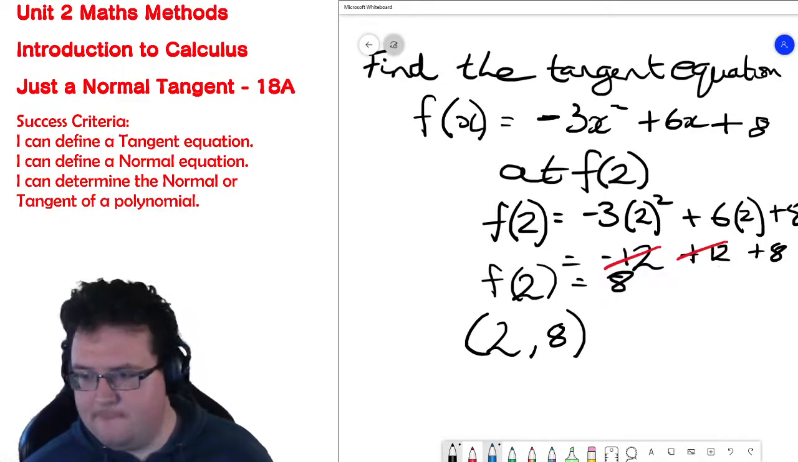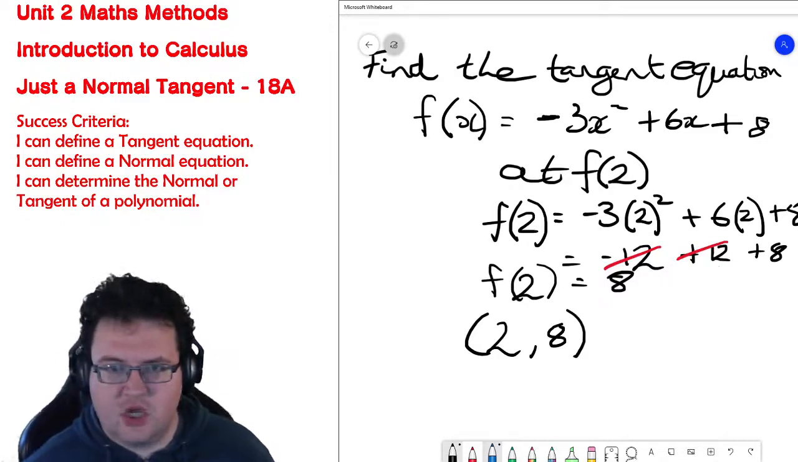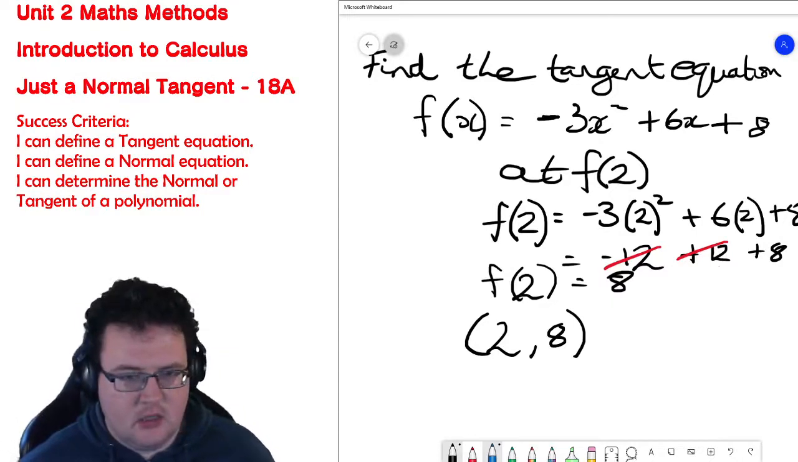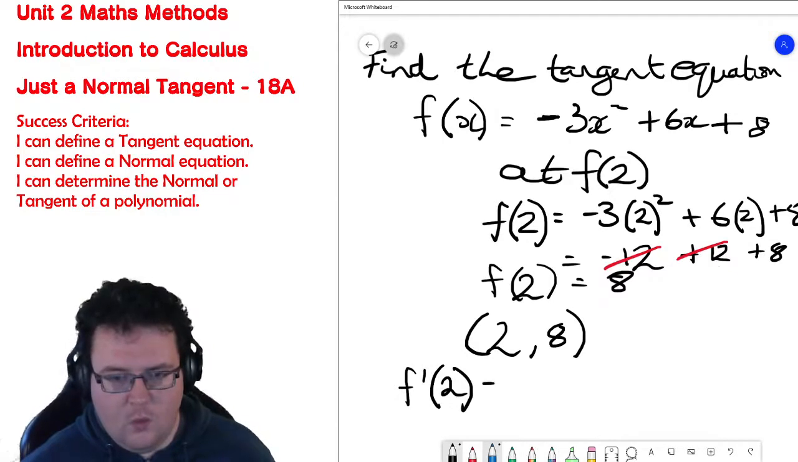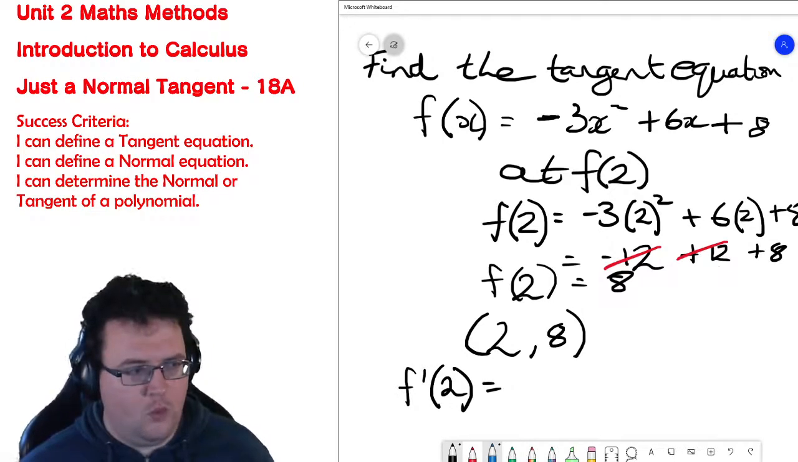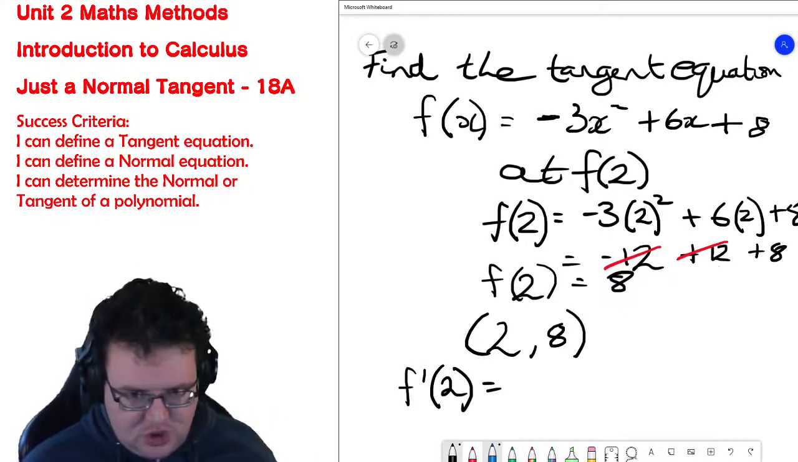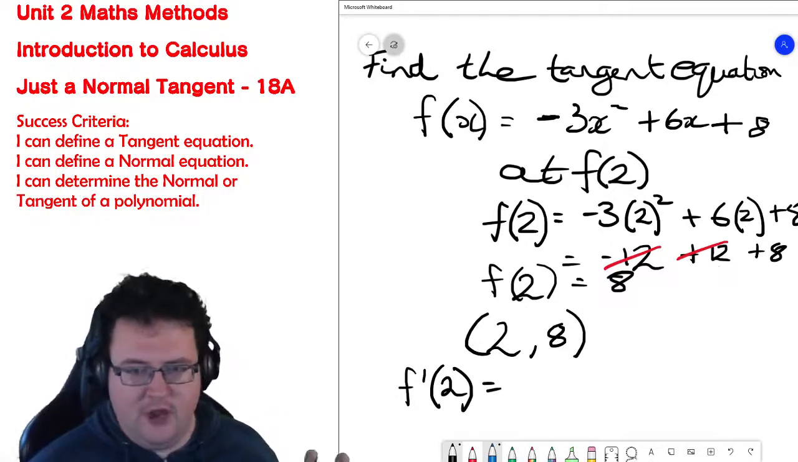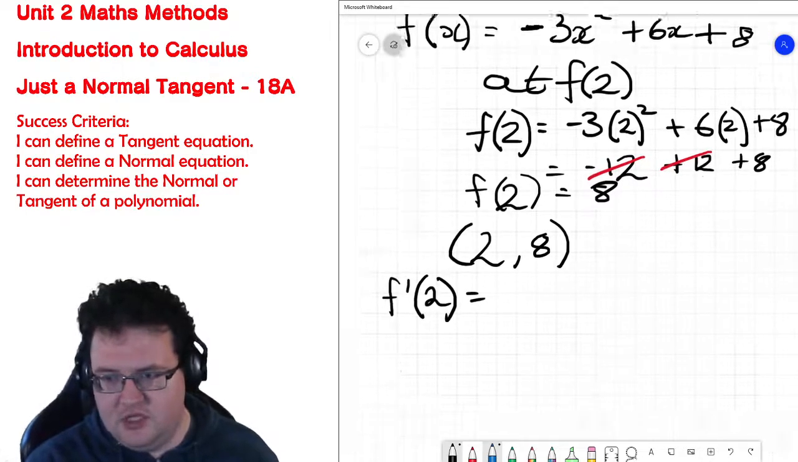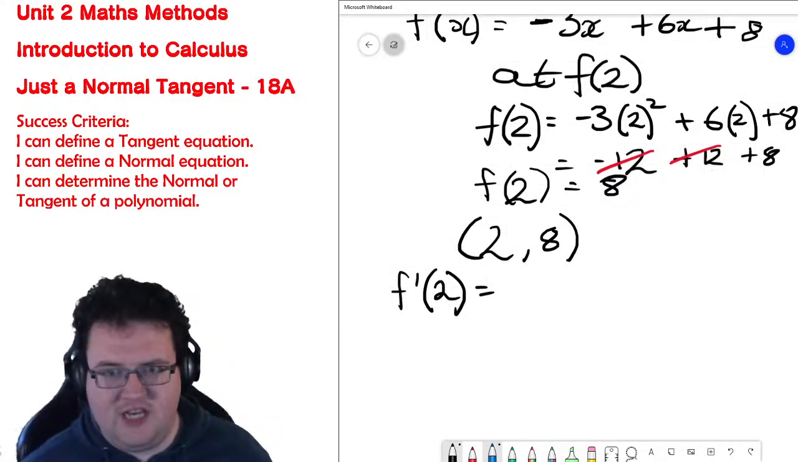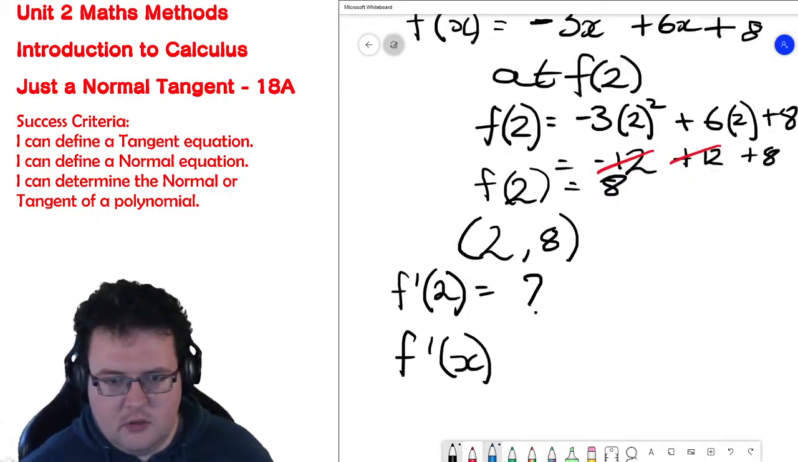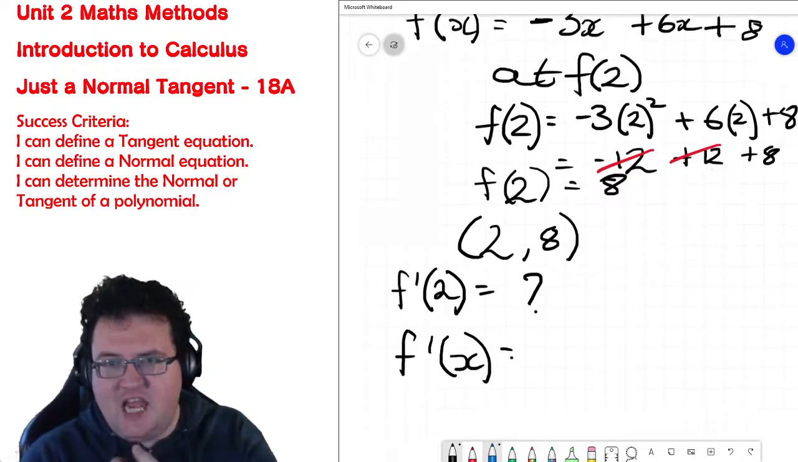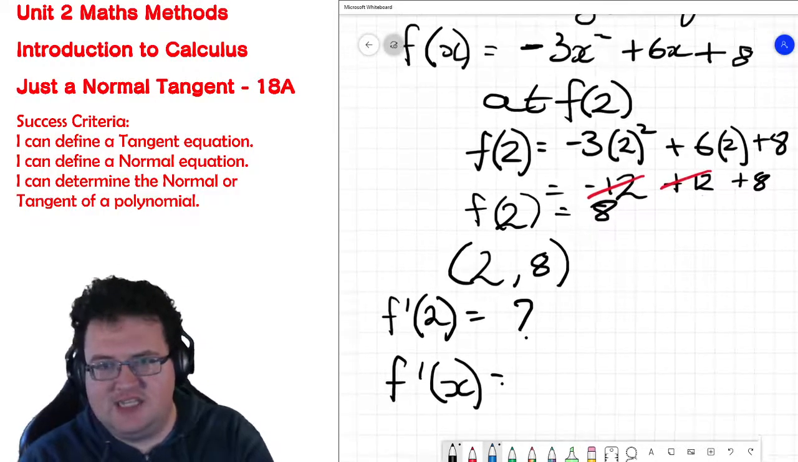Okay, with me so far? So, we now need to find, well, what is f dash 2? We need to find the gradient at 2. So we're going to therefore need to use calculus to find f dash x. So what is f dash x? It's negative 3x squared plus 6x plus 8.